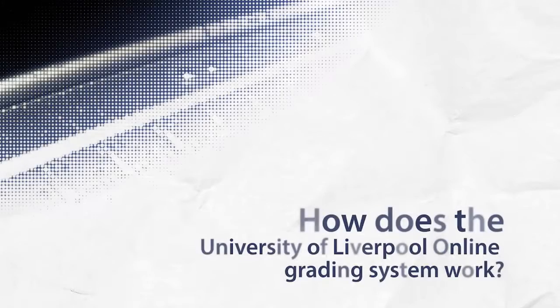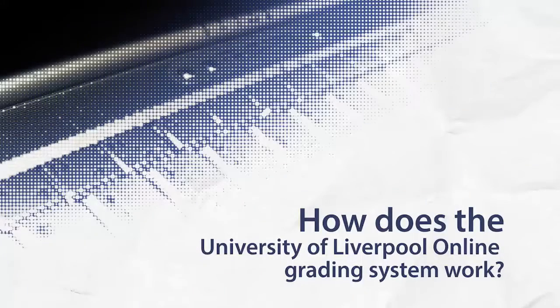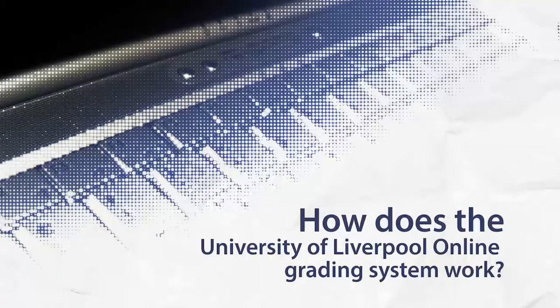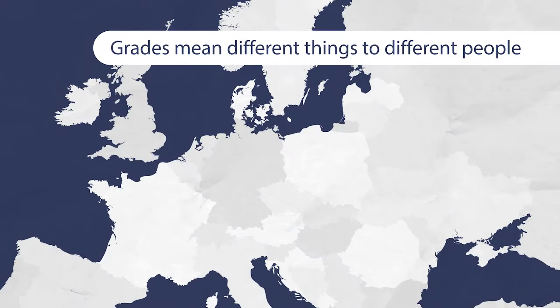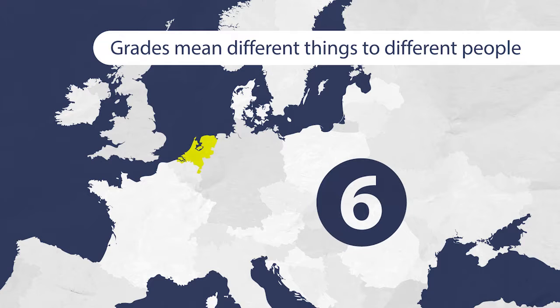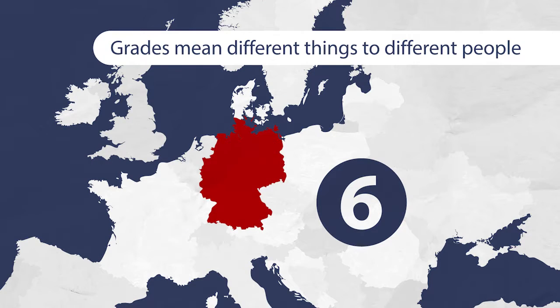In today's presentation, we'll discuss grading standards and assessment in the UK and how the grading system used by the university might be different than what you're used to. We know grades mean different things to different people, and some countries use letter grades whilst others use numeric grades. In the Netherlands, a 6 can be just above the required pass mark of 5.5. In Switzerland, a 6 is the highest mark possible, but in Germany, a 6 is a very low mark. Even letter grades can have different interpretations.